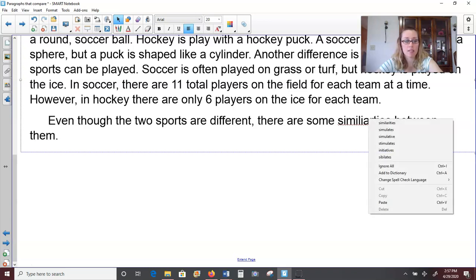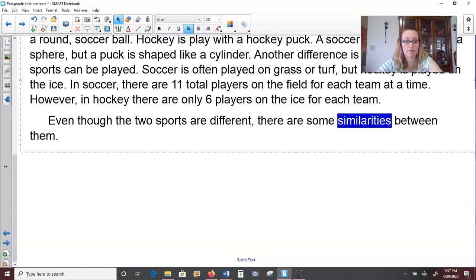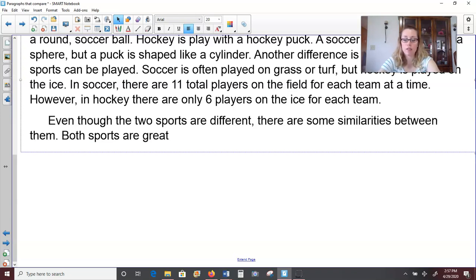And I'm noticing I spelled similarities wrong, so I'm going to fix that. Nice thing about typing your paragraphs is you have spell check available. All right, so now I need to get into those details. I'm going to say both sports are great ways to exercise and stay active. Both sports are great ways to exercise and stay active.